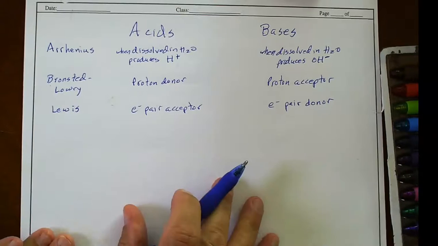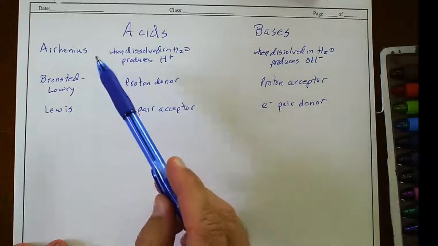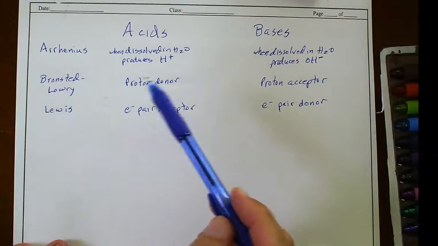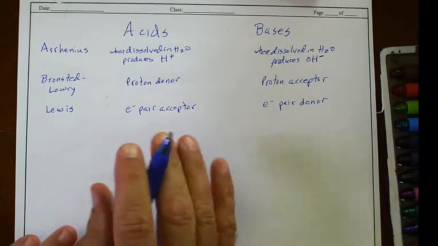Okay, so here are our three sets of definitions: Arrhenius, Bronsted-Lowry, and Lewis, for acids and for bases. Now let's look at some examples.